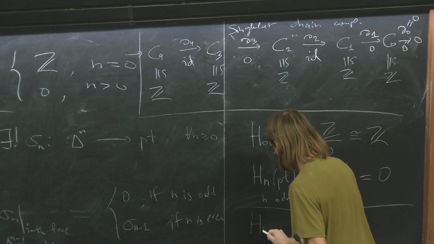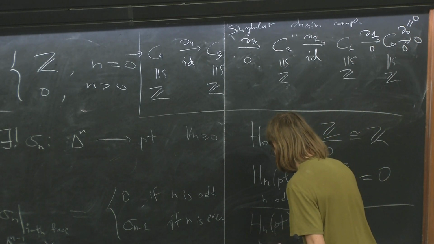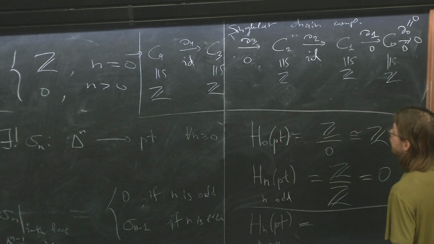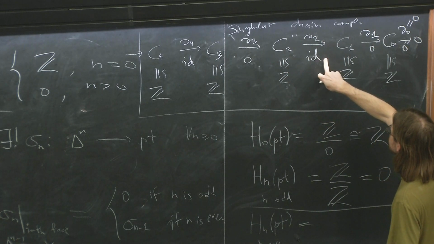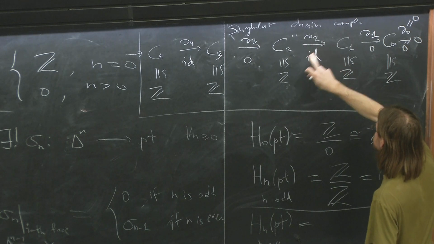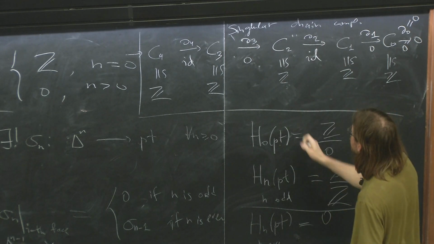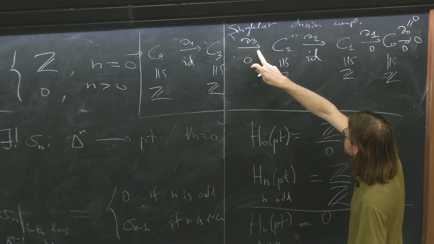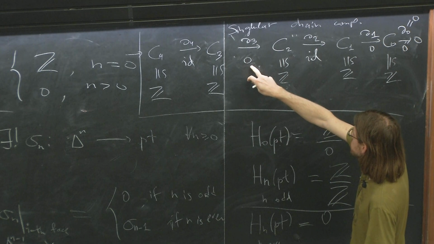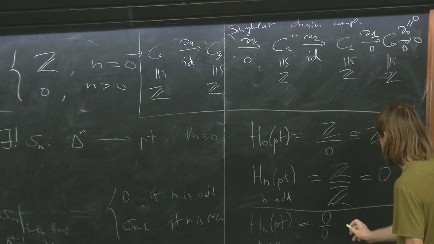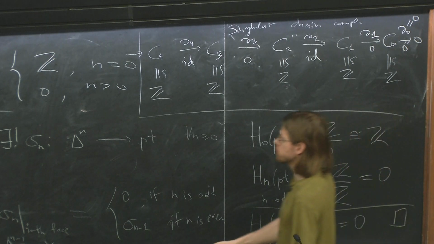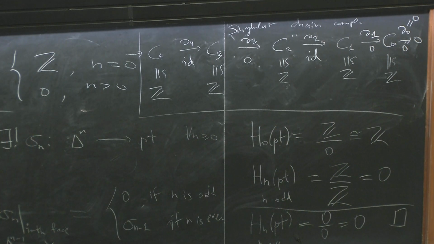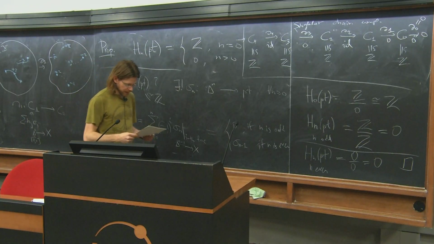What about now Hn of a point when n is even? Let's look, for example, at n equals 2. This map D2 is the identity, so the kernel is trivial. What about the image of the previous map? The image is also trivial because that map is 0. So this is a trivial group divided by the trivial subgroup, and this is 0. And this is indeed what we wanted to show: all groups are trivial except H0. Any questions?